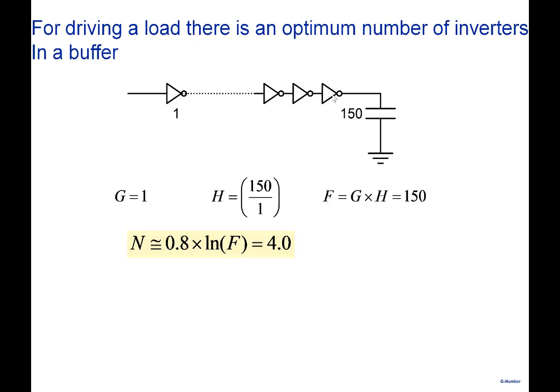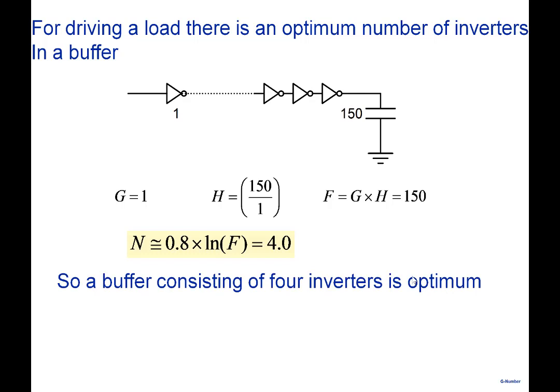Optimum number of gates, inverters, whatever in a chain, N is 0.8 into ln F. So it turns out to be equal to 4. So I need to add 4 inverters in the chain. And so a buffer consisting of 4 inverters is optimum. F to the power 1 by N is 3.5, and then you can go back and determine what the sizes of each one are: 42.8, 12.2, 3.5, and 1.